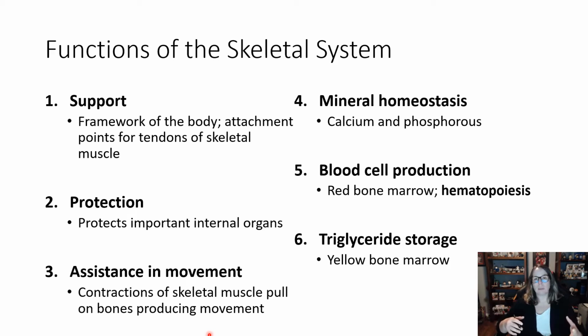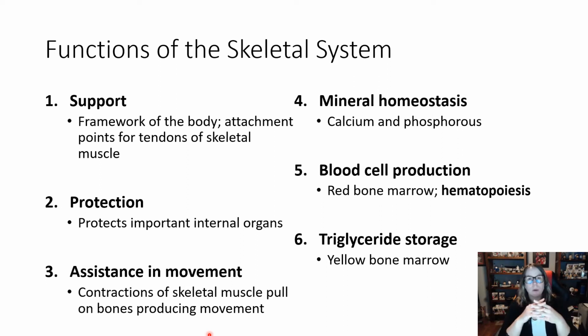What we don't typically think about are these last four. So storage of materials, assistance in movement, and blood cell production. Typically when we think about movement, what we're thinking of is the skeletal muscle. But as we'll see in our next unit, skeletal muscles can't do their job if they don't have something to pull on. And that thing that they're pulling on is the bones that you have in your arms, your legs, your face, your torso. So without these bones, our muscles wouldn't be able to do the work to provide movement.